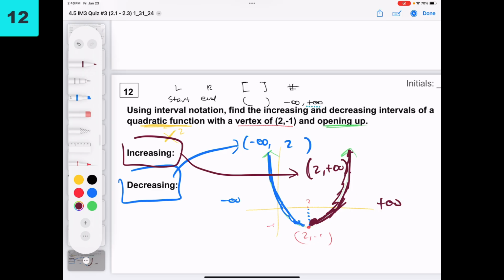So again, interval notation is a start and an end. You use those symbols. Basically, you're just going left to right. In this case, when you're going down, that's the blue. When you're going up, it's the maroon.